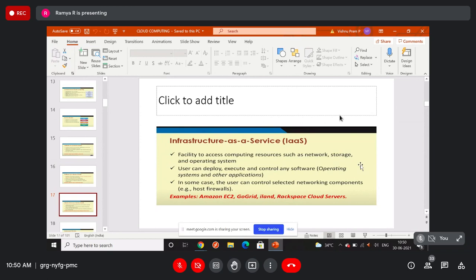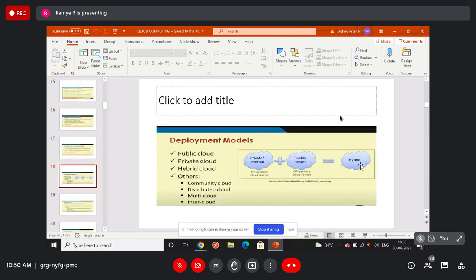Next, we have infrastructure as a service. It provides the computing resources like network, storage, and operating system as an infrastructure. For example, here we have Amazon EC2, GoGrid, and if you take Rackspace cloud servers, all these provide the resources like network, storage, and operating systems. So those are the different services.